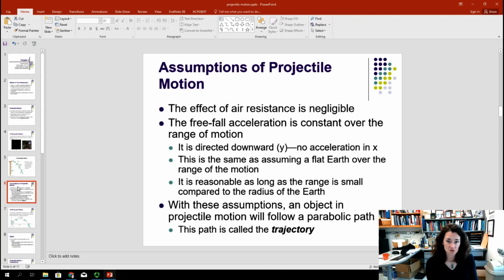If you make these assumptions, then the object in projectile motion is going to follow that parabolic path that I already mentioned, and I will refer to this path as a trajectory.